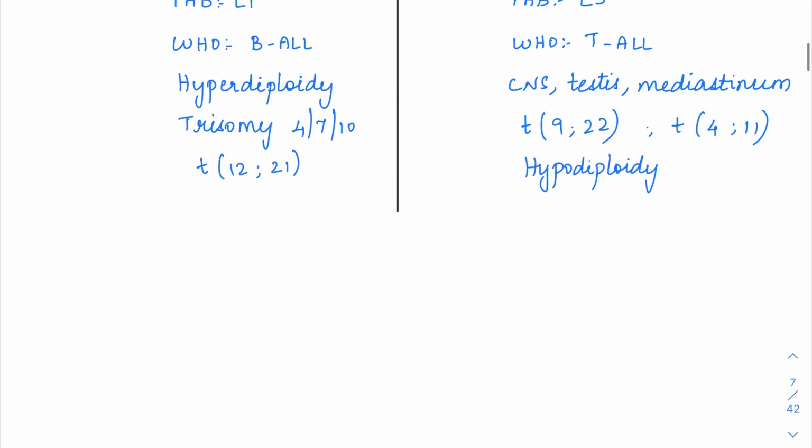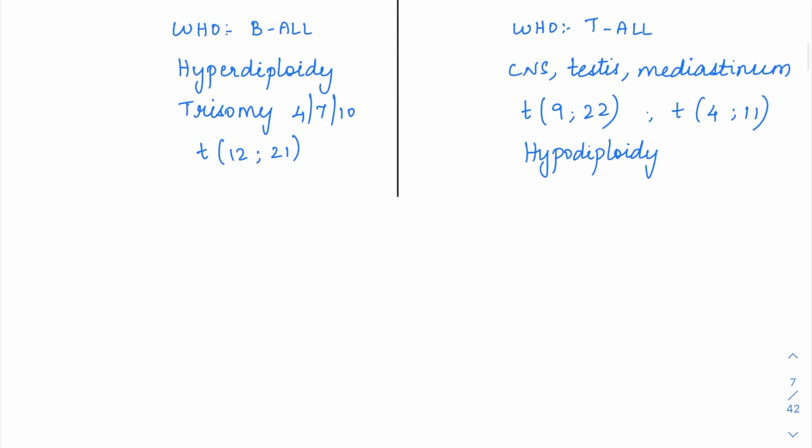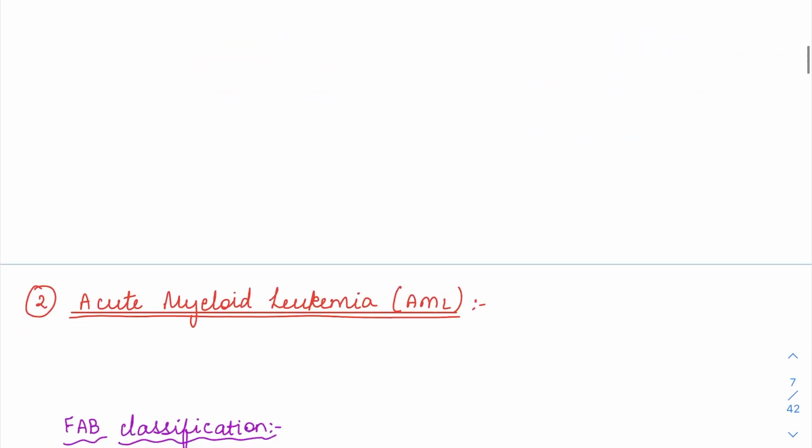Then coming to the genetics, hyperdiploidy, trisomy 4, 7 and 10, along with translocation 12;21, is going to have a good prognosis, while translocation 9;22 resulting in the 190 kilodalton protein, translocation 4;11 and especially hypodiploidy, all of this is going to have a bad prognosis. So hyper is for good prognosis, hypo is for bad prognosis.